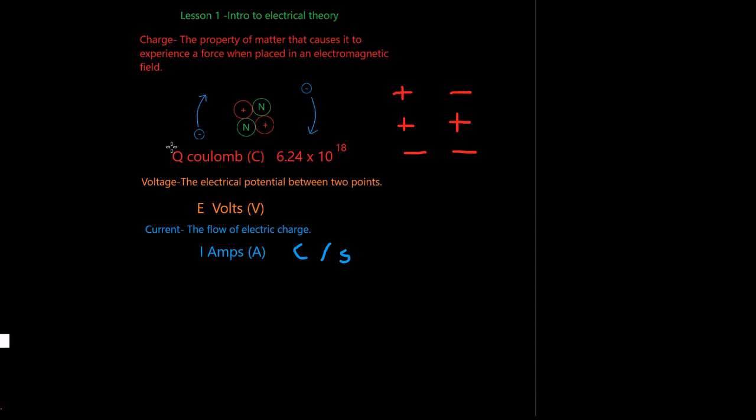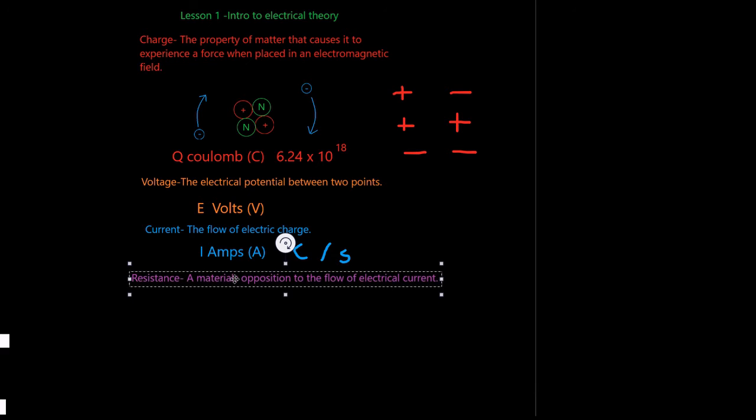The last concept that we need to add in here is resistance. Resistance is a material's opposition to the flow of electrical current. A low resistance in a material would represent a good conductor. It means that for a given voltage, you're going to have a lot of current because the material's opposition to the flow of current is low.